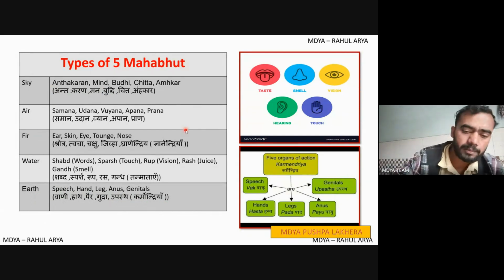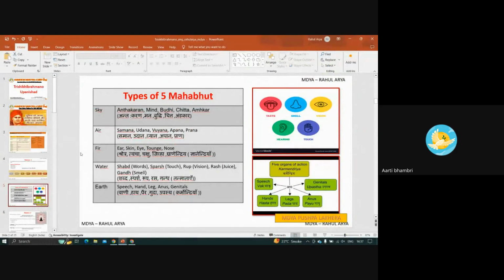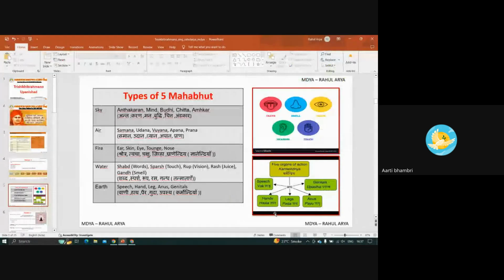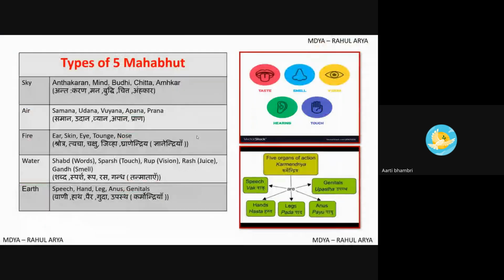Yes Arti ma'am, please conclude this slide. Yes sir. In this slide are the types of five Mahabhutas. Under the sky there are five types: Antahkaran, mind, Buddhi, Chit, and Ahankar. Under the air: Saman, Udhan, Vyan, Apan, Pran. Under the fire element: skin, eye, tongue, nose. Under the water element: Shabd, Sparsh, Roop, Ras, Gandh. Under the earth element: speech, hand, leg, anus, genitals.